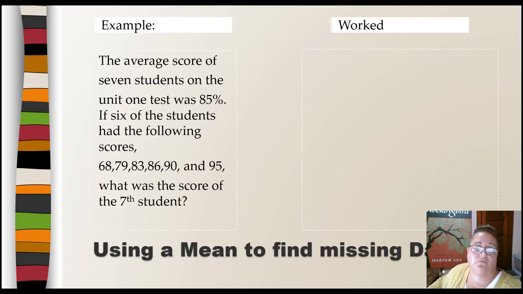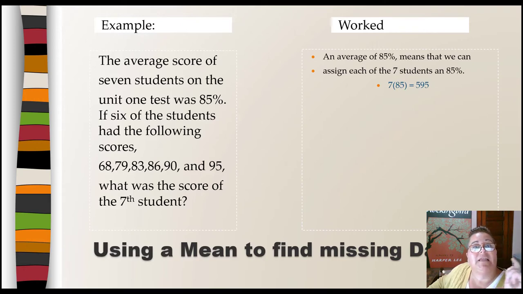Now, I also know how to do the math on this, so we're good. All right, so here's what we need to remember. An average of 85% means that we can assign each of those 7 students an 85. Some will have scored above it, some below it, but in general, the total of all 7 scores would be the same as if each of those 7 people got an 85. So if I take 7 times 85, I will have the total of everybody's points earned. So 7 times 85 is 595.